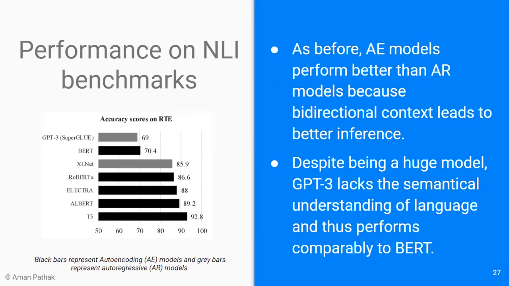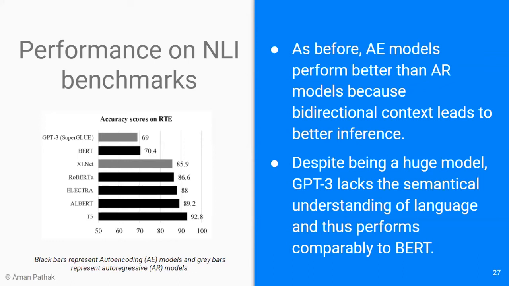The evaluation is the same as we saw in the earlier slide: on the autoregression task, the autoencoder models have been better than the autoregression models. Let's focus on GPT-3. We know it's a huge model, but it still lacks compared to XLNet, which is a model of the same category, because GPT-3 lacks the semantical understanding of language. We also saw earlier that GPT-3 performs worse than its own predecessor, GPT.